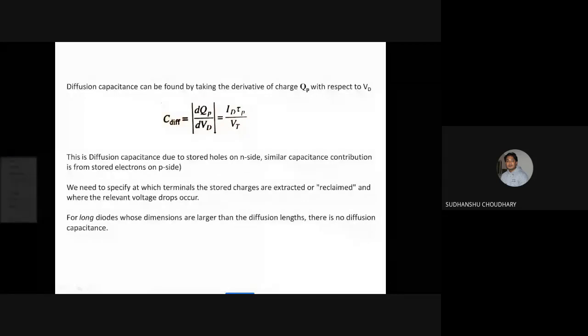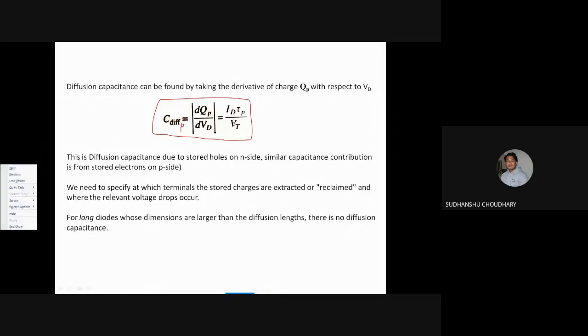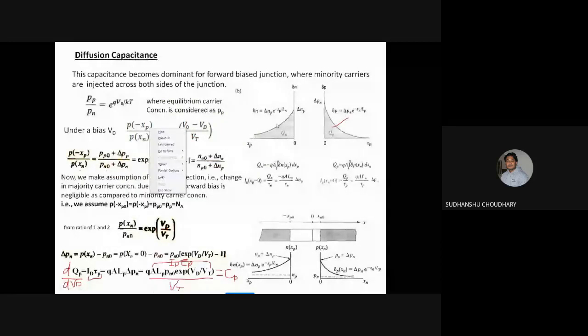Now similarly, the diffusion capacitance due to electrons on the P side can be found. That will be ID tau N by Vt. And then you add both these contributions of diffusion capacitance and you get the total diffusion capacitance. That is the diffusion capacitance as a contribution from the stored holes on the N side and also due to the stored electrons on the P side. We had calculated only for this side. The capacitance contribution from this side also has to come, and the total capacitance will be equal to the sum of these two capacitances.